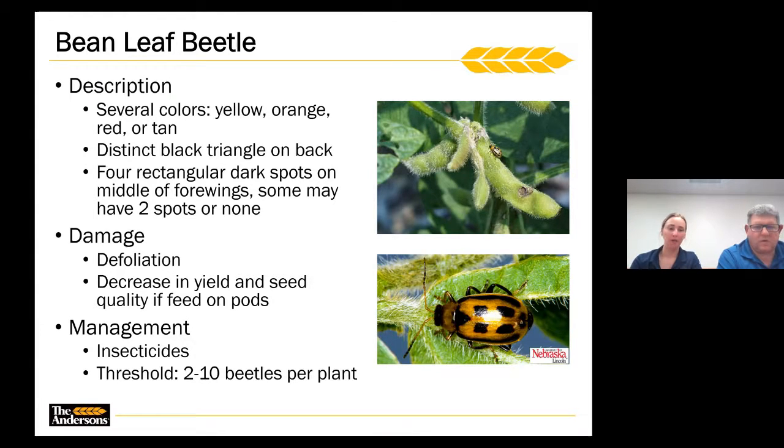When you are looking at damage, you are going to be seeing some defoliation, and they can also feed on pods, and that's where you're going to really see your impact in yield and seed quality. When you're coming to your threshold, if you have about 2 to 10 beetles per plant, that's when it's time to take action with insecticides.